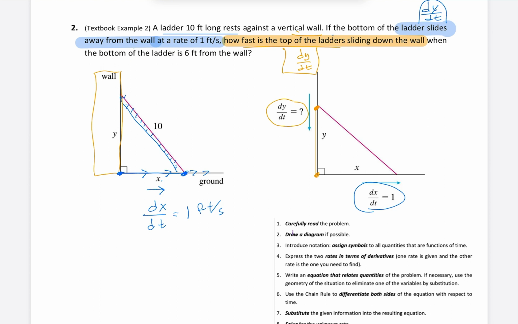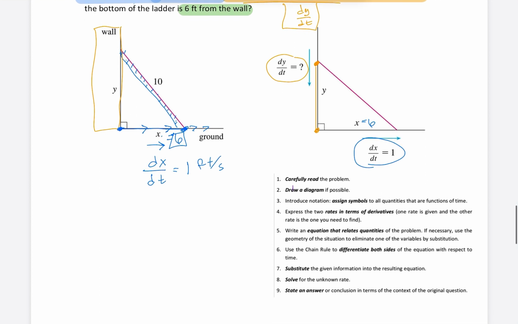Okay, so that rate might change as time passes. So we're also told specifically when. I want to look at it at the moment that X is equal to 6 feet. So when this equals 6, what is the rate of change of Y with respect to T at that moment that the ladder is 6 feet away from the wall?